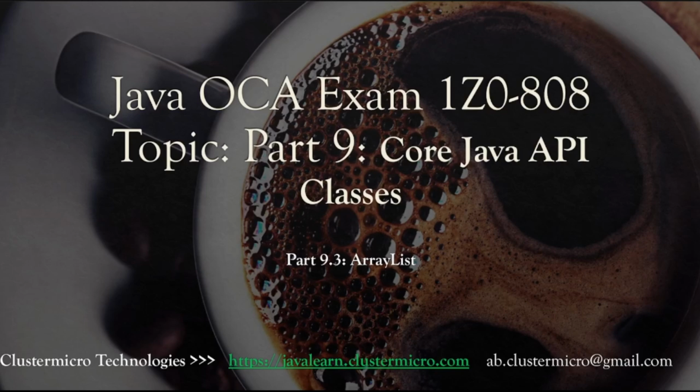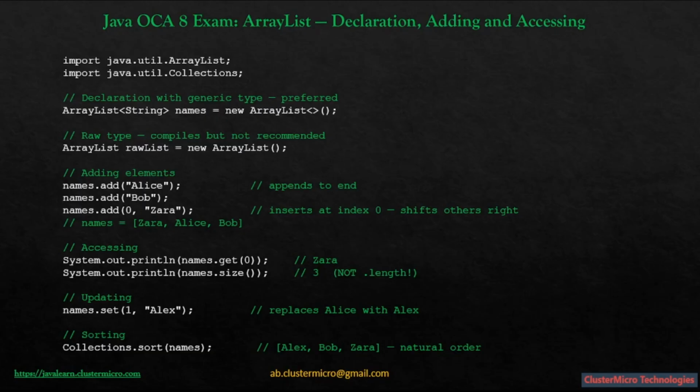So today we are going to discuss part 9 Core Java API and under that part 9.3 ArrayList, quite an important chapter. Let's focus on this. So ArrayList is Java's resizable array. It grows automatically as you add elements, unlike a plain array which has a fixed size once created.